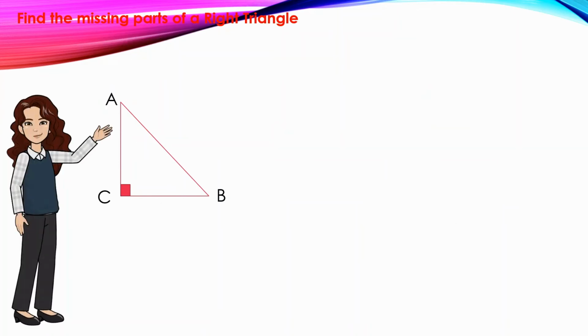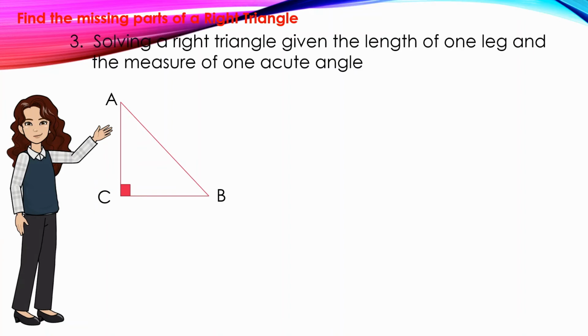Okay, we're going now to number 3. So find the missing parts of a right triangle. Number 3, solving a right triangle given the length of one leg and the measure of one acute angle. So we have a triangle ABC. Then we have side A is 11 units. Side B is unknown. And side C is also unknown. So we have the one acute angle, 63 degrees. Again, given the length of one leg, so this is the one leg, and the measure of one acute angle. So 63 degrees is the angle A.